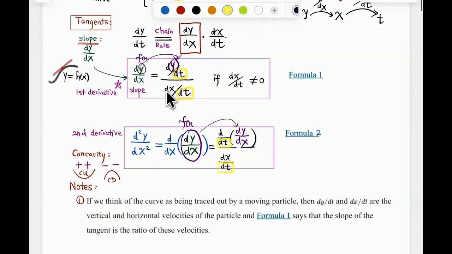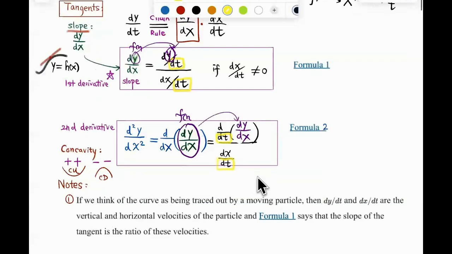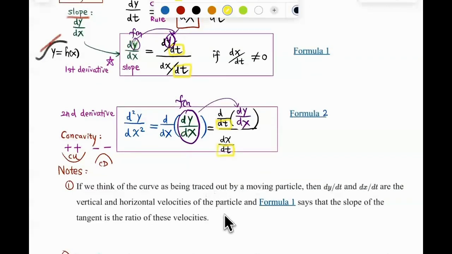And then down here will be the same as this one. Down here is dx dt. So differentiate this with respect to t and then over dx dt. So you just put this one here. Okay, so that will be the second derivative. This is taking the place of this. All right, so that will give you the concavity, and we can know the concavity by looking at the second derivative. There are a couple notes here that we want to point out.